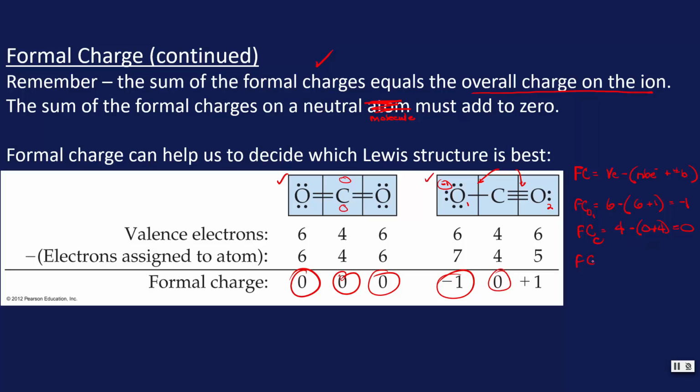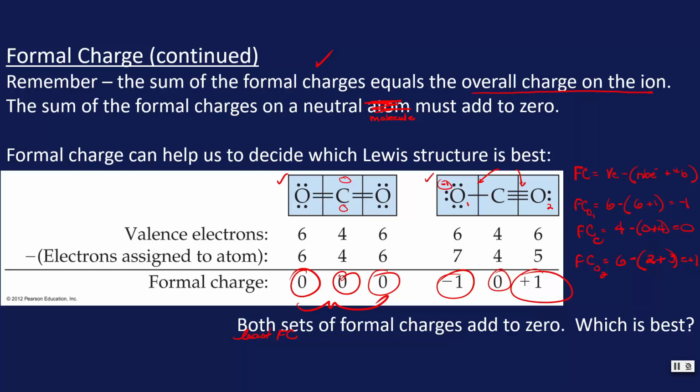Oxygen 2 has, again, a valence electron of 6, minus the non-bonding electrons, it only has 2, plus it has 3 bonds, so we end up with a +1. This is the preferred structure because it has the least formal charges. Both sets of formal charges add up to 0, which is the best, the one that has the least formal charges.